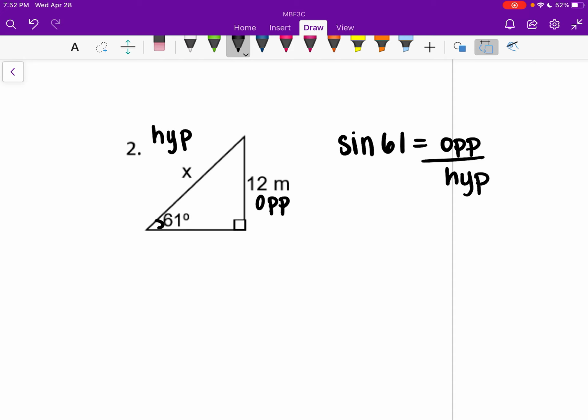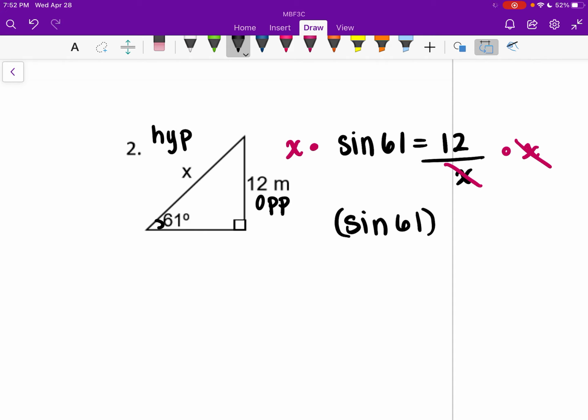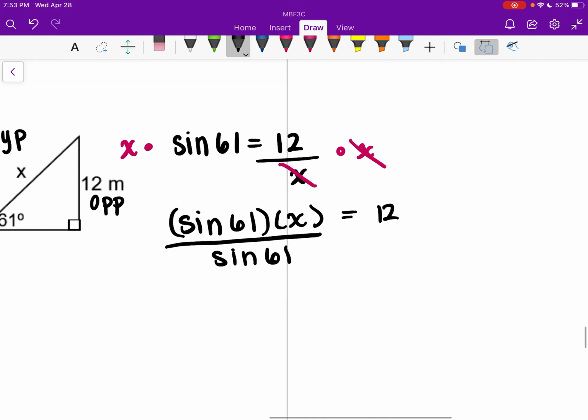So I'm going to go in and plug in my numbers. I know my hypotenuse is x, because I don't know what that is yet, and my opposite value is 12. Right, I'm going to multiply both sides by x to kind of get rid of the x in the denominator because it's messy. Right, so I'm left with sine 61 times x is equal to 12. I want to get that x by itself, so I'm going to divide by sine 61. Notice I can divide by sine if there is a number after it. So I can divide by sine 61. I can't just divide by sine, without anything in there.